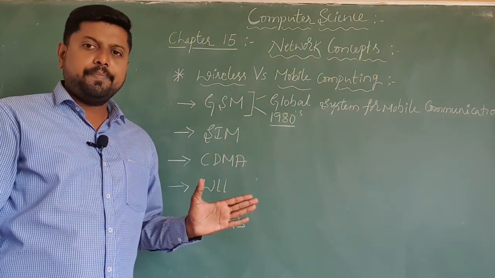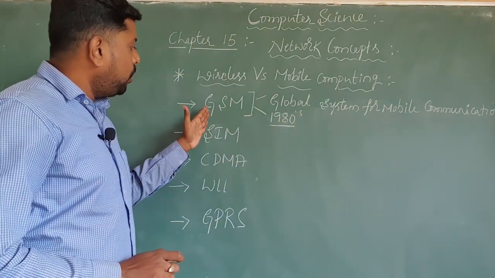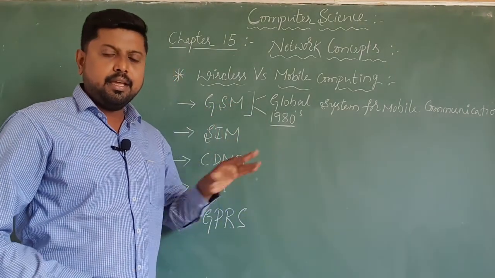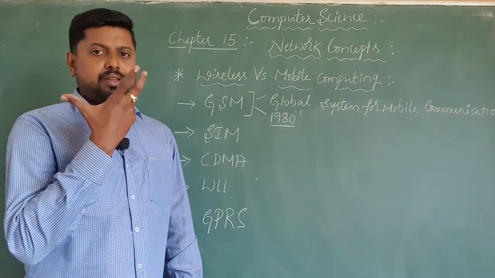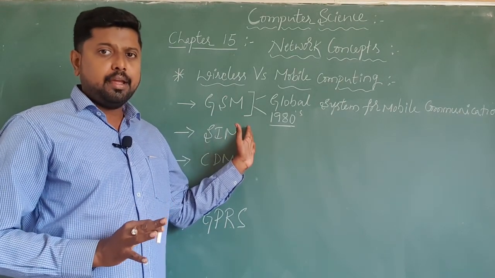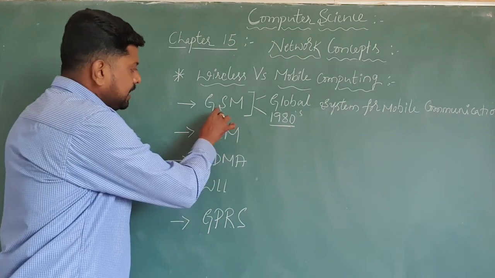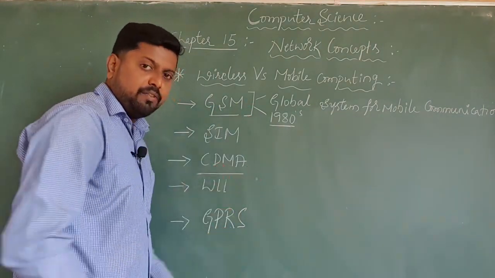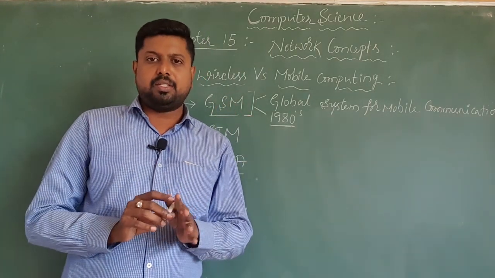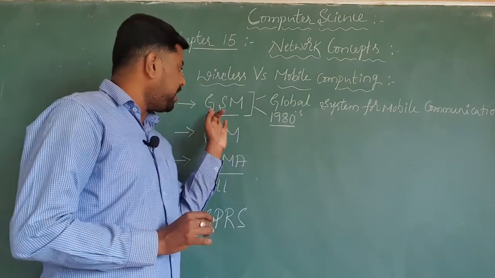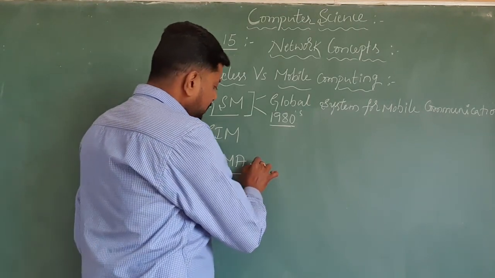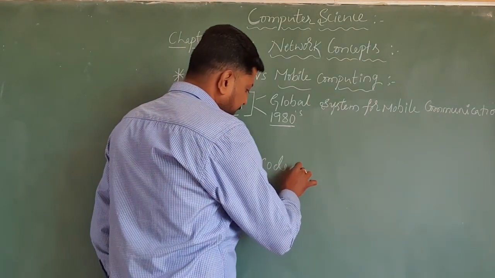Global System for Mobile Communication means, in the 1980s, the evolution of mobile phones started. That time, we used this technology. One thing you should remember, students: GSM and CDMA are two different technologies. Now I will give one example to explain what GSM is and what CDMA is. The abbreviation for CDMA is Code Division Multiple Access.